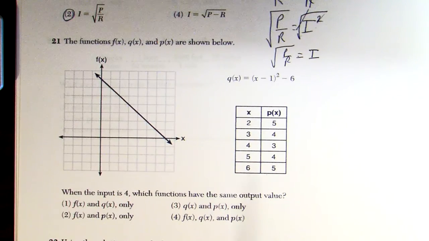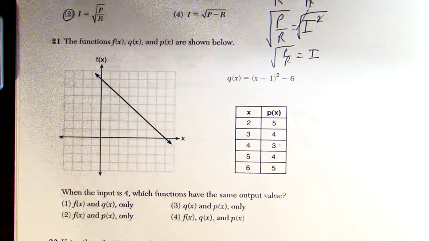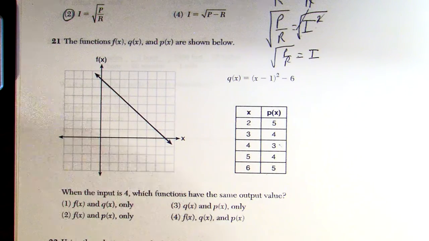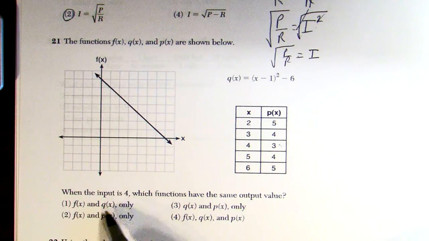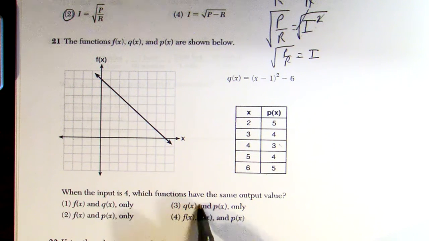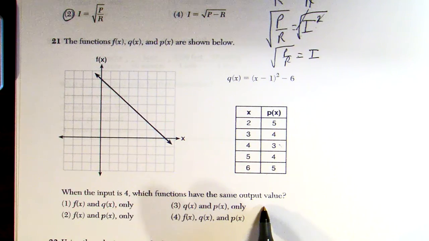21. We have the function f of x, q of x, and p of x shown below. So we got a graph, a table, and a quadratic there. It says when the input is 4, which functions have the same output value?